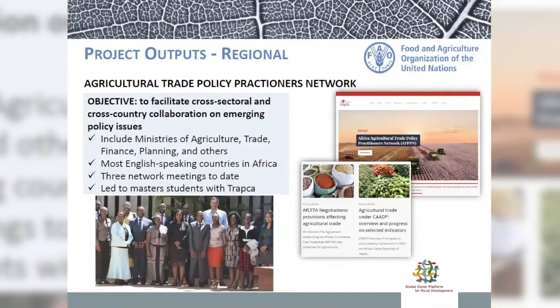And in collaboration with TRAPCA, we continue with more resources dedicated by FAO into this effort. We tried little by little to have the network meetings step by step, and not with very big steps, so that we set well what we are doing before doing the next step. And we have already had three network meetings. The third one was held 1 month and a half ago in Arusha, Tanzania, where TRAPCA is based.